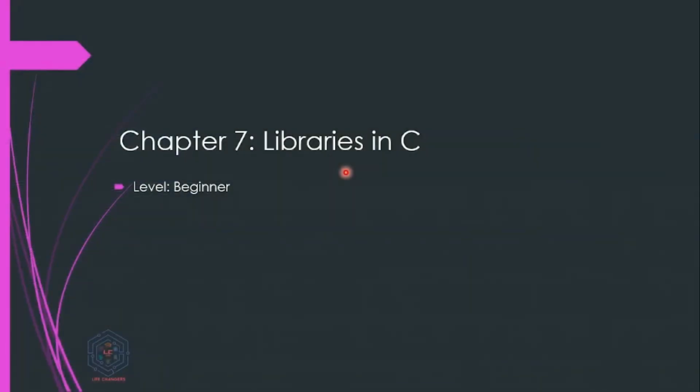Class. Today we are going to learn about libraries in C. A library in C programming is a collection of pre-compiled functions, routines and declarations that the programmer can use in their programs. Libraries facilitate code reuse, modular development and the creation of efficient, maintainable programs. Let us see the libraries.